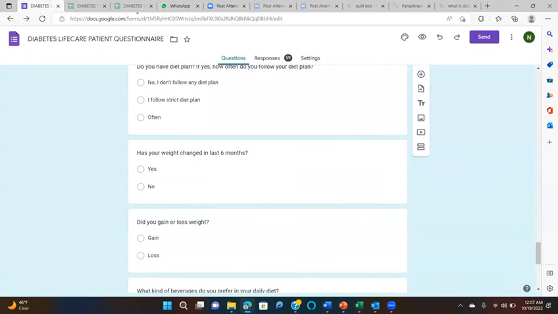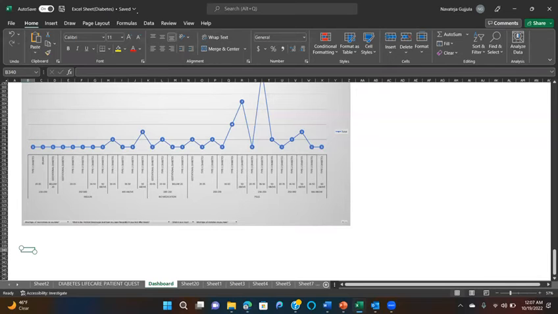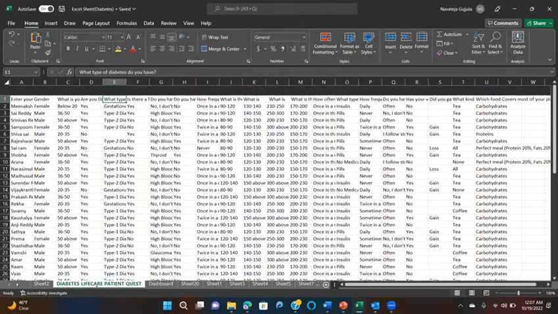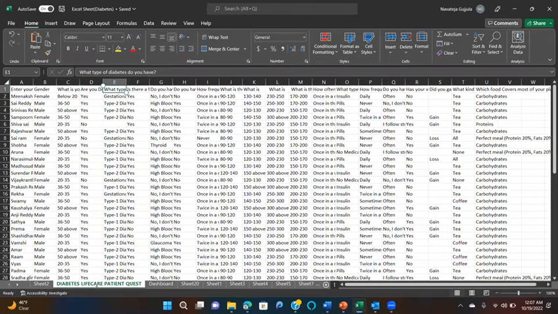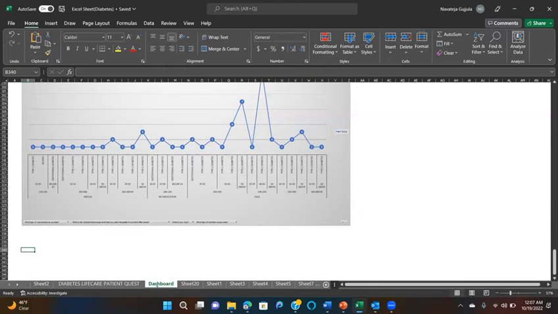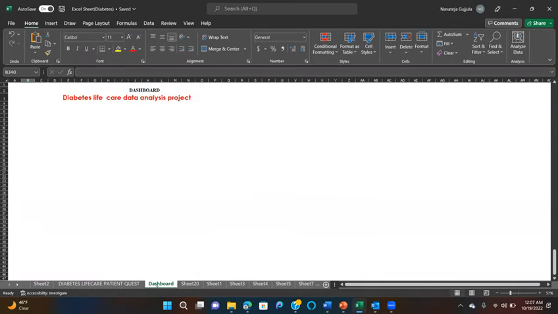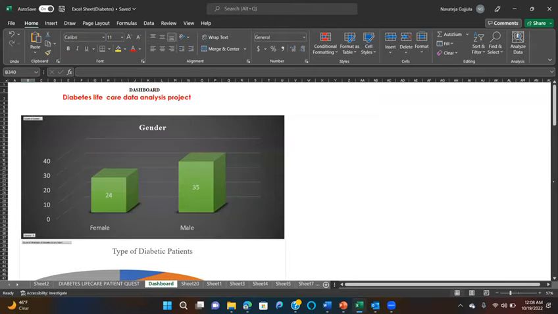I can show you the Excel sheet. This is the data which we got from different types of diabetic people, like type 1, type 2, and gestational. We got a good response from these people, and we analyzed the data. We analyzed the graphs based on the raw data, and we created a dashboard by analyzing all this data.